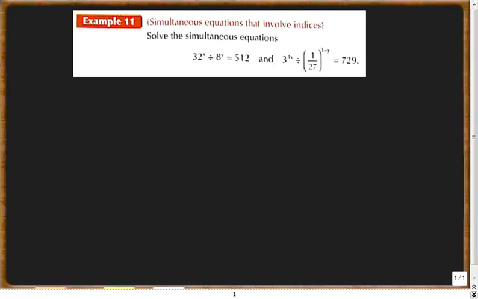Okay, example 11 asks us to solve the simultaneous equations. So in this problem, we actually have two separate equations. Each of them has an x variable and a y variable. It doesn't really matter that they're labeled x and y, they're just two different variables.